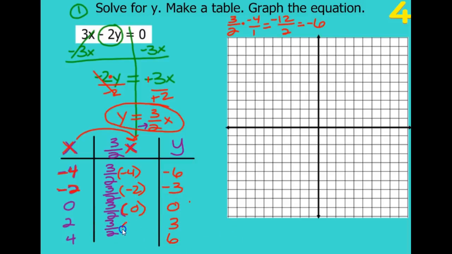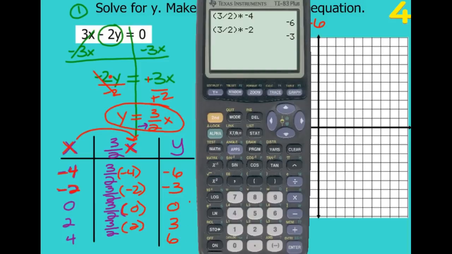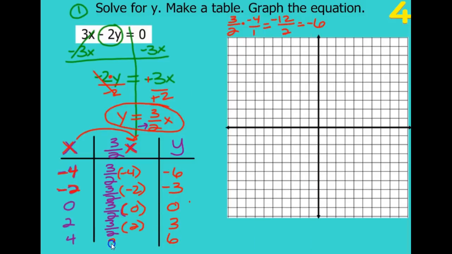3 over 2 times 2. So in parentheses, 3 divided by 2 times 2. There's our 3, yep. And then our last one is going to be, in parentheses, 3 divided by 2 times... oop, not 6, 4. And we get 6. So that one was 3 divided by 2 times 4, gave us 6.